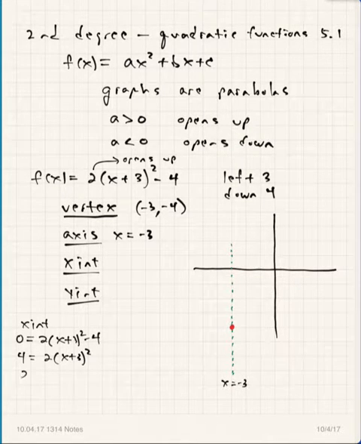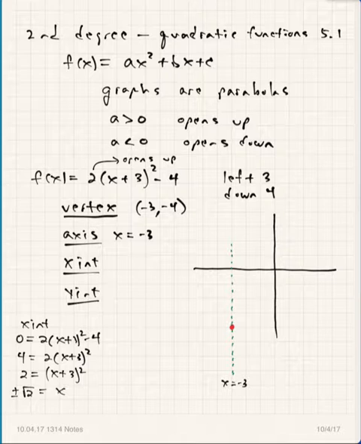I divide by 2, like that, to get the x plus 3 squared by itself. And then I take the square root of both sides of the equation. Don't forget the plus or minus there. And then I subtract 3 to solve for x.